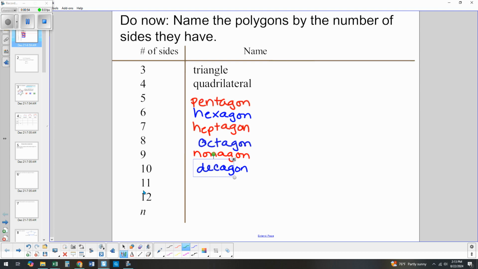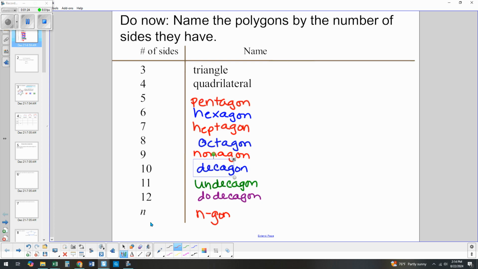11 is like one and a 10-sided figure. Like one, Spanish uno, it's un decagon. And then 12 is like dos, dodecagon. Anything else, the names exist, but we don't care what they are. We're just going to refer to the rest of them as whatever number it is, dash gon.